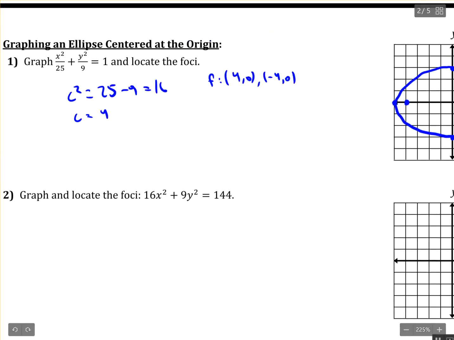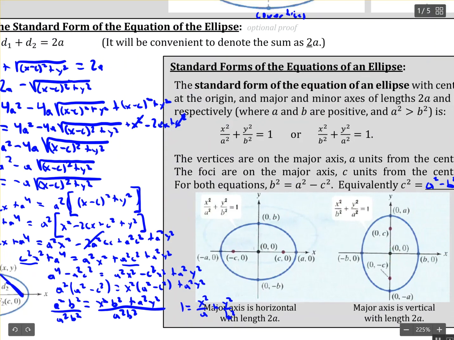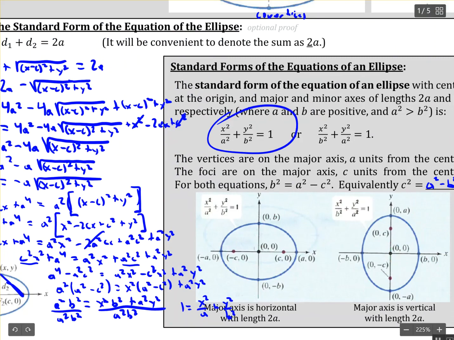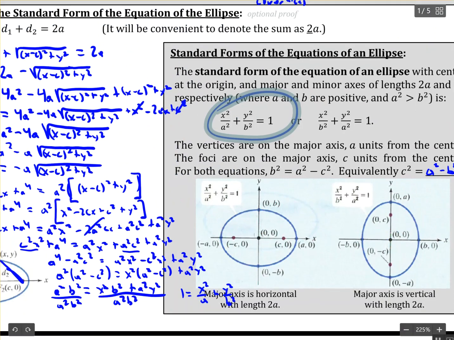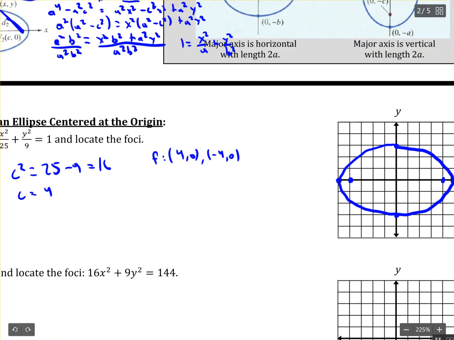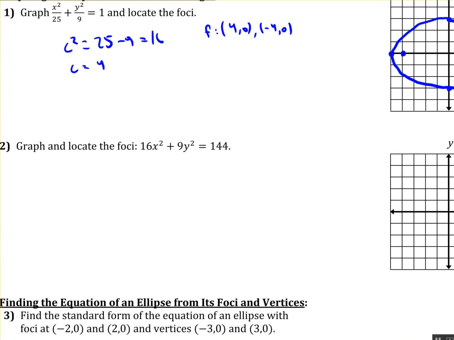So graph and locate the foci of this guy right here. Notice the equation of an ellipse is equal to 1, and that has to be the case. So before we start doing anything, we need to go ahead and make this equal to 1. So I'm just going to divide both sides by 144. So 16 goes into 144.